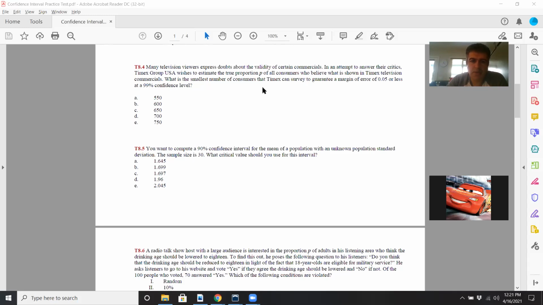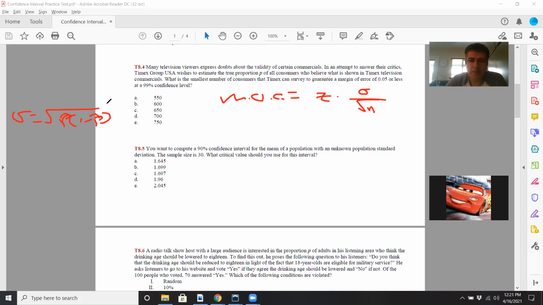So what you want to do for this one, remember your margin of error is defined as Z times sigma over root n. Now, if you don't have sigma, in place of sigma, you replace it with root p times 1 minus p, just so you know. Or p hat, same thing, but I don't really care whether you use p or p hat.